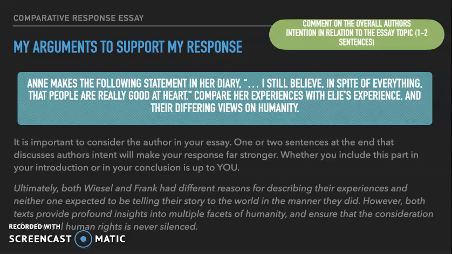However, the reason why I had this particular bubble in green is because whether you include this in your introduction or in your conclusion is up to you. Personally, I do not think that a fantastic, amazing introduction needs this in it. It may, if it works with what you're saying, please mention author's intention, absolutely. But if you do not do it in your introduction, you must do it in your conclusion.